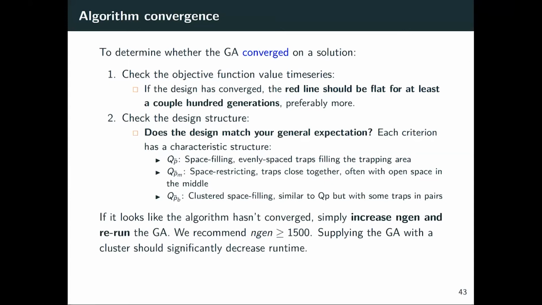QP bar M is space restricting. So those traps will be much closer together. They're not filling the entire area. They're focusing on getting spatial recaptures by bringing all the traps closer together.